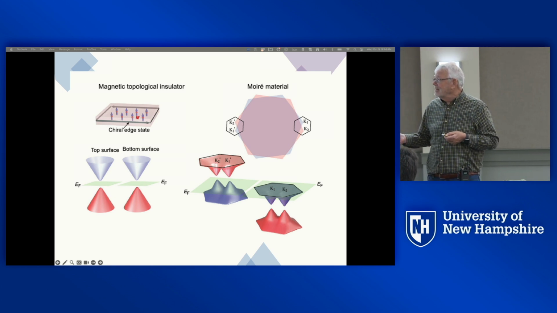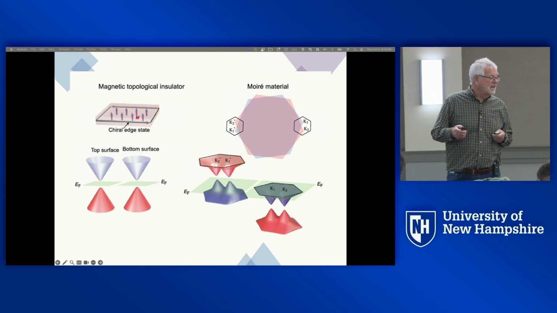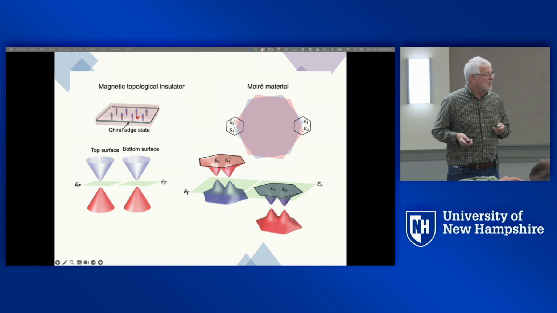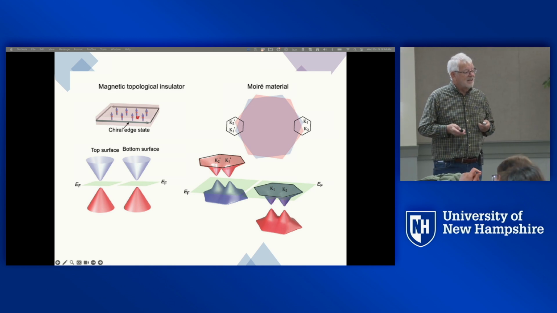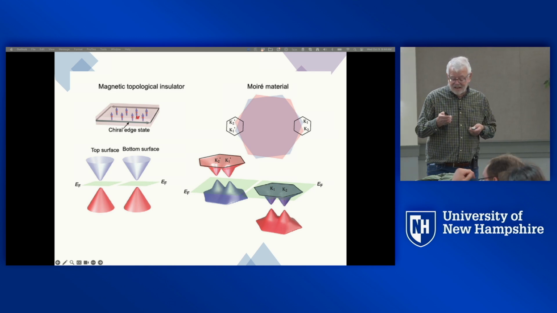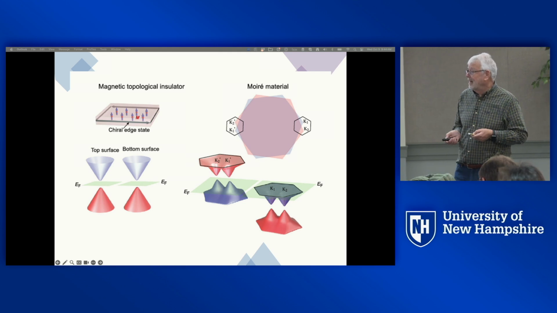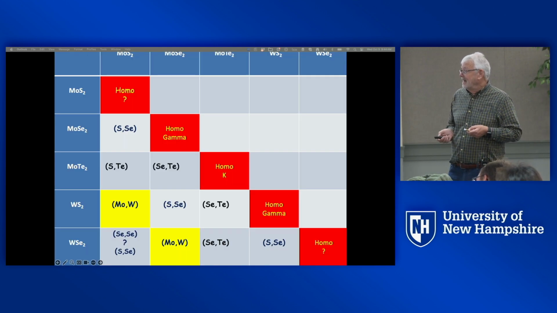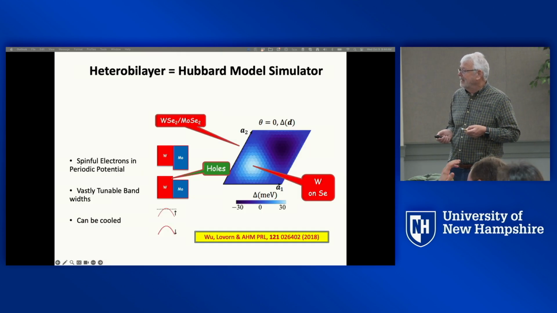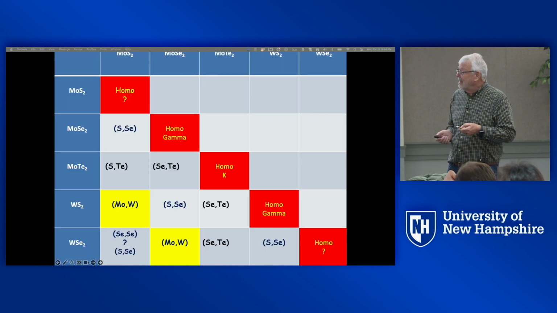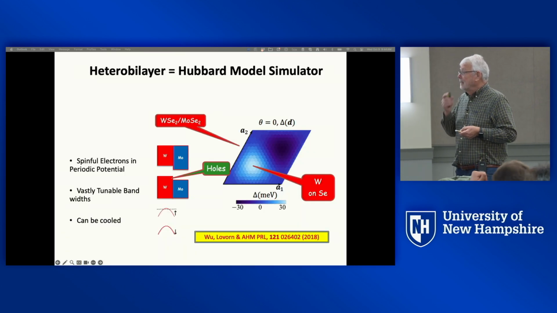And I won't have time to talk about this, but this is actually what's behind the quantum anomalous Hall effect that is common in graphene moires. And okay, so now I come back to the TMDs.